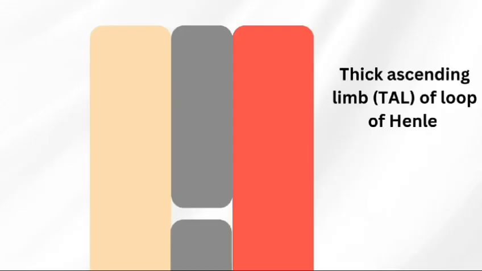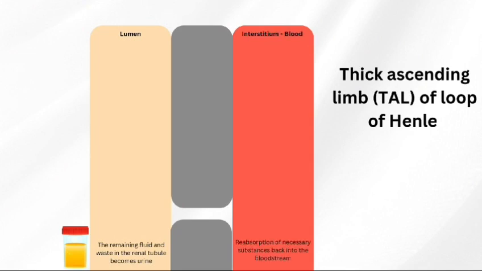The site of action of loop diuretics is the thick ascending limb of the loop of Henle, which is a specialized section of the nephron. The lumen of the renal tubule contains the filtrate, and anything that remains in it by the end of the tubular system will become urine, while anything in the interstitium surrounding the renal tubules can be reabsorbed into the bloodstream depending on the body's need.